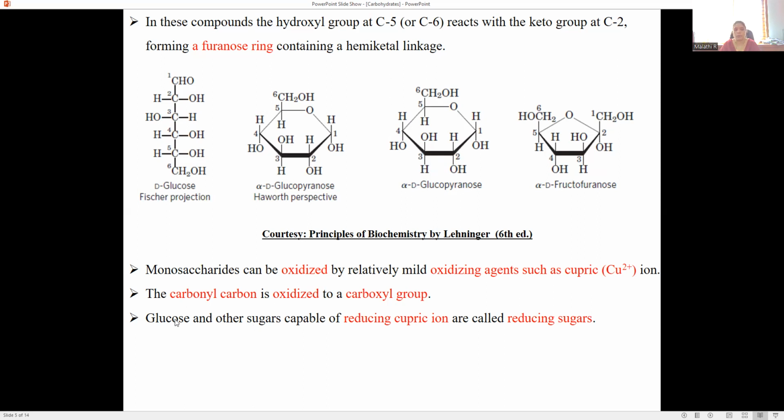So those monosaccharides, as well as glucose, which are capable of reducing copper ions, you call reducing sugars. By this we'll complete the monosaccharides. Disaccharides we'll study in the next class.